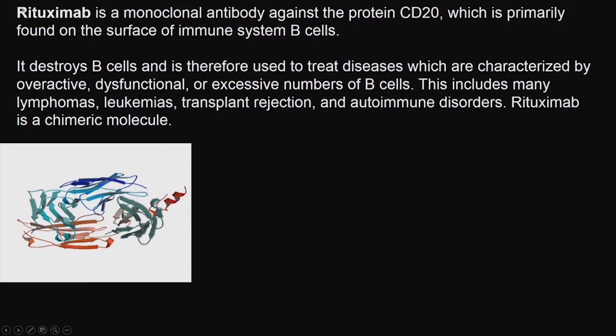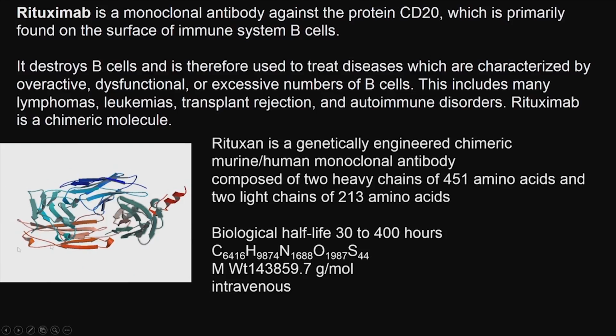Look at another drug, a monoclonal antibody against the protein CD20. One important thing you notice is that for all the commercial, top selling drugs which I am showing here, the mechanism of action is well known. It is 143,859, a large molecule, so obviously it is given intravenous, half life is 30 to 400 hours, because it is a protein with 2 heavy chains of 451 amino acids and 2 light chains of 213 amino acids.